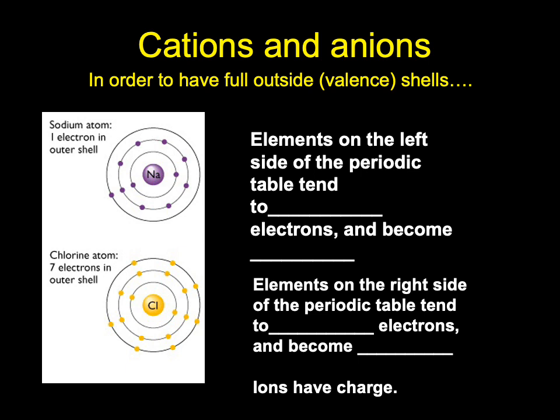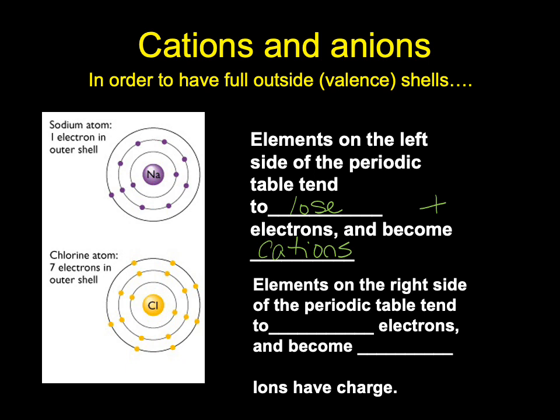So if this makes sense to you, you should be able to fill out this fill in the blank question here. Let's see if we can remember. Elements on the left side of the periodic table tend to gain or lose electrons to become cations or anions. If you remember that on the left side of the periodic chart, these are going to become cations. And in order to become a cation, you tend to lose electrons. You give up electrons to become positively charged.